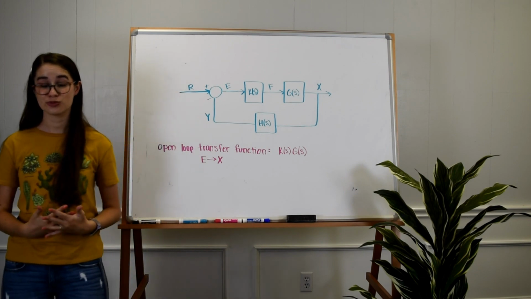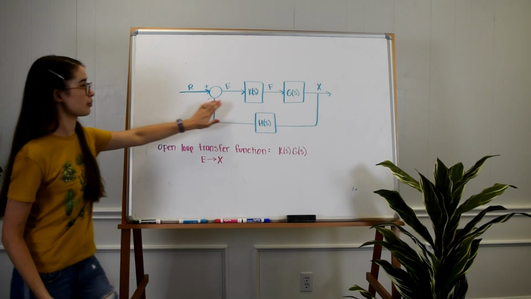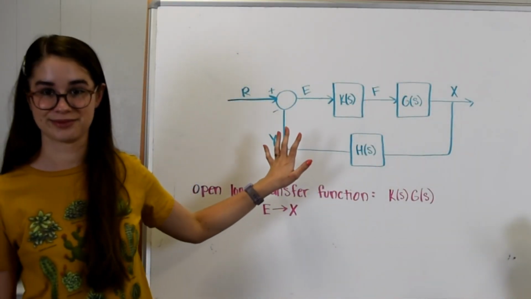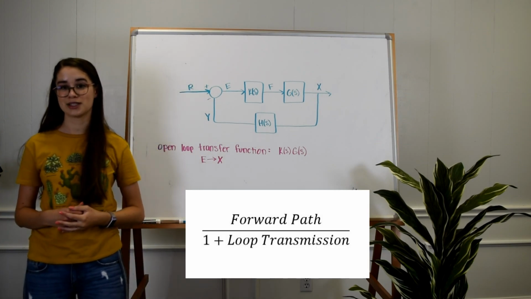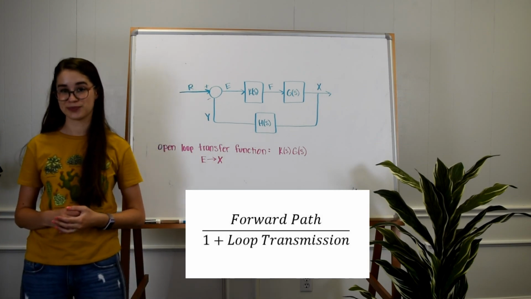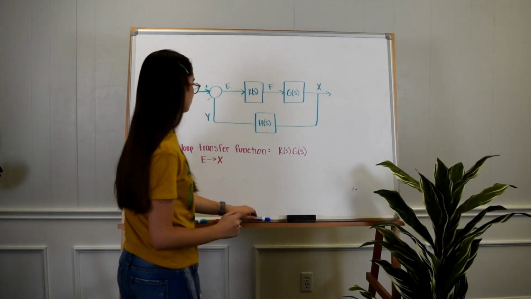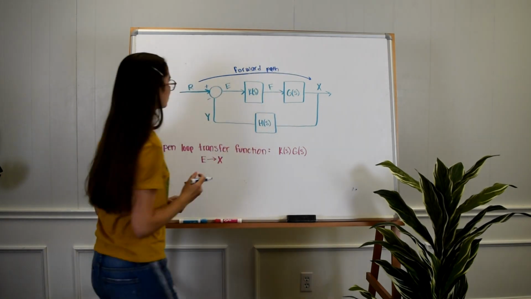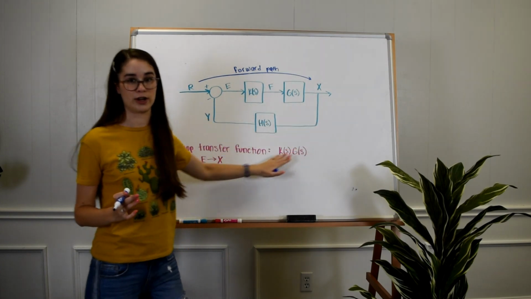Now the closed loop transfer function does include our system input. It takes us from R to X, you know, all of this, the whole shebang. And the best way we can describe this is the forward path over 1 plus the loop transmission. What is that, you ask? Good question. The forward path is our stuff on top, and then our loop transmission will be taking us all the way around the circle.